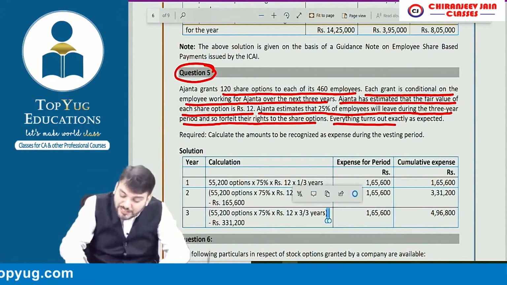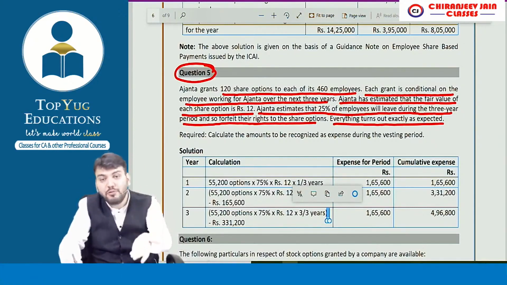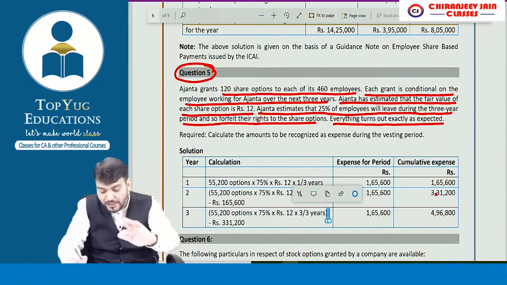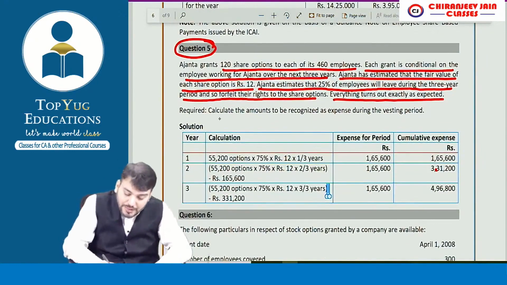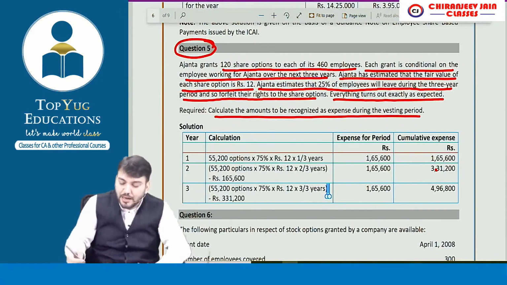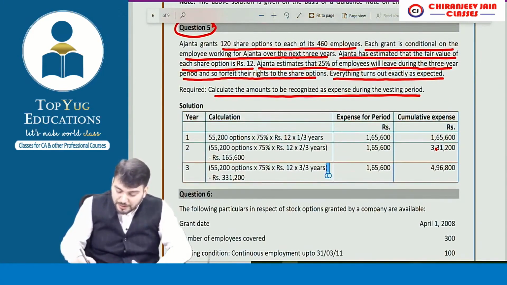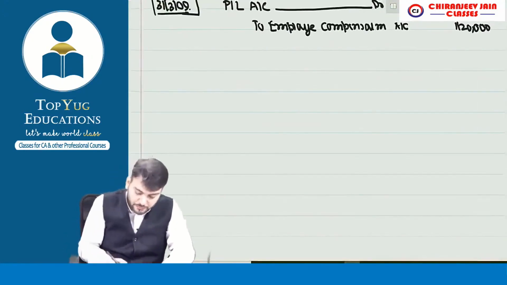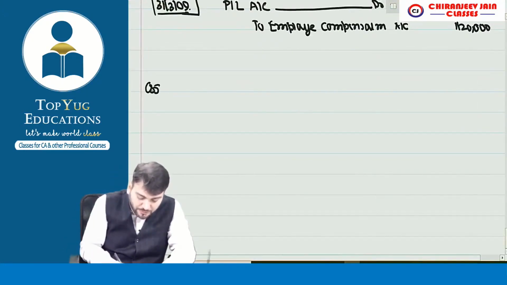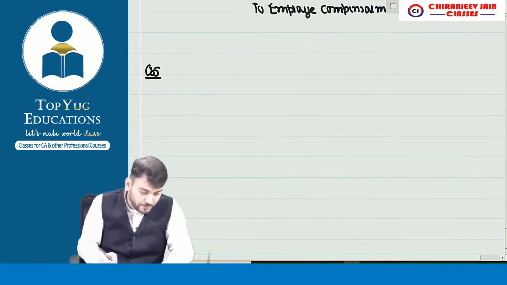Everything turns out exactly as expected. It is said that whatever was thought, that is exactly what happened. Calculate the amount to be recognized as expense during the vesting period. Correct? Understood this point? Can you follow what I am saying? Good, write it down. So we are doing question number 5. They have asked you only to calculate the expense.